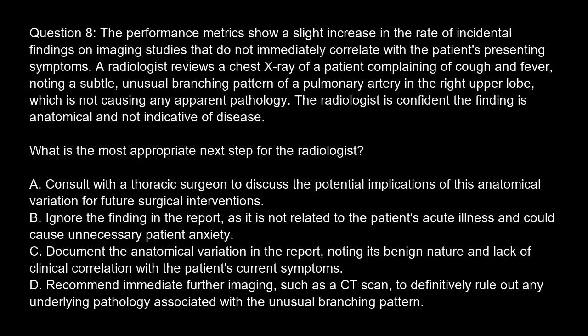Option A. Consult with a thoracic surgeon to discuss the potential implications of this anatomical variation for future surgical interventions. Option B. Ignore the finding in the report, as it is not related to the patient's acute illness and could cause unnecessary patient anxiety. Option C. Document the anatomical variation in the report, noting its benign nature and lack of clinical correlation with the patient's current symptoms. Option D. Recommend immediate further imaging, such as a CT scan, to definitively rule out any underlying pathology associated with the unusual branching pattern.